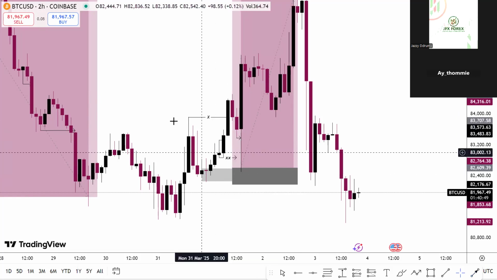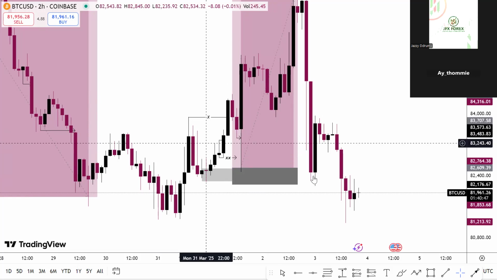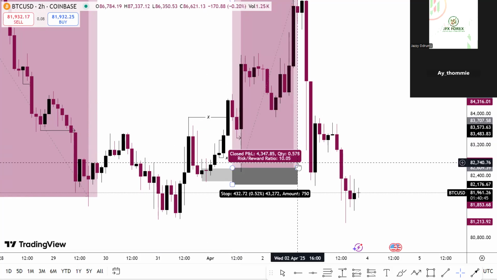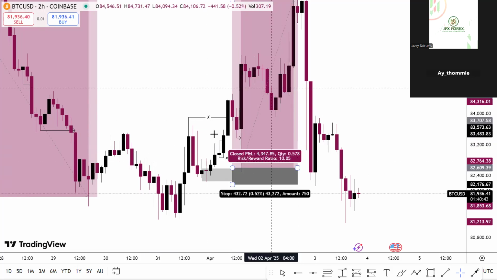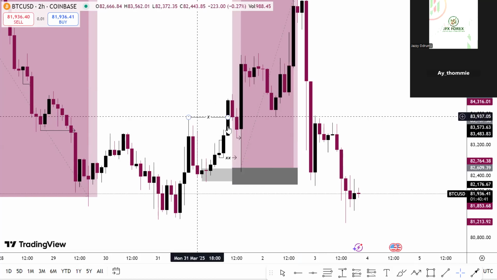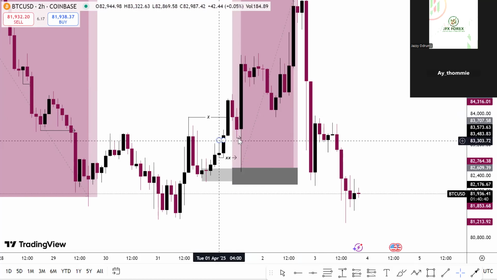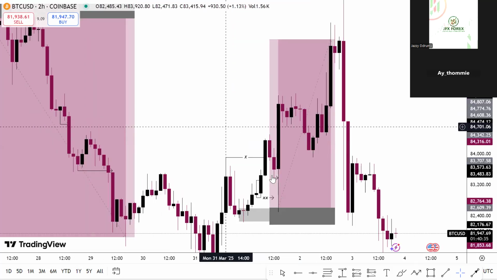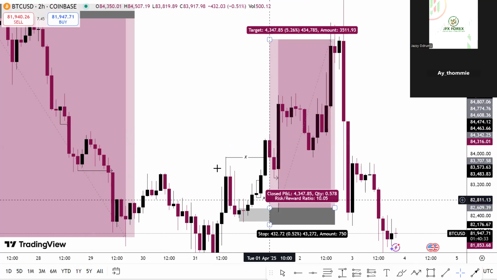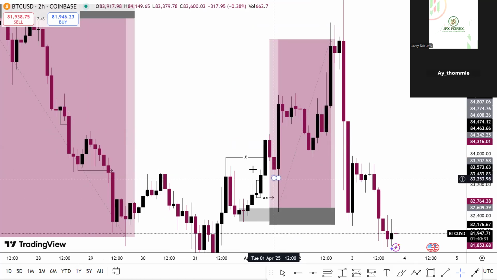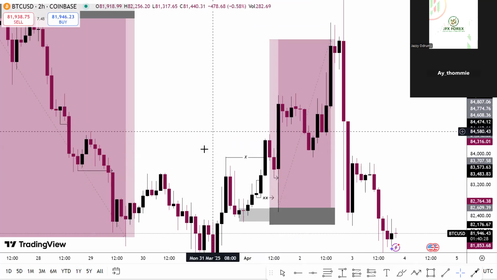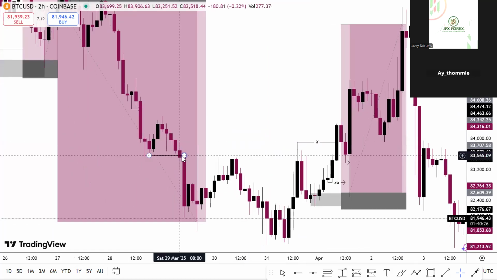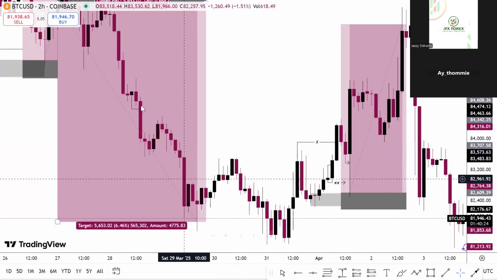We've not gotten to the entry part now, so there's nothing to explain about entry for now. But all I want you to understand is the major break of structure, the minor break of structure, and your first inducement that happens. That's what we are actually looking at. So I feel like this particular diagram is very, very clear and understandable for you, right?